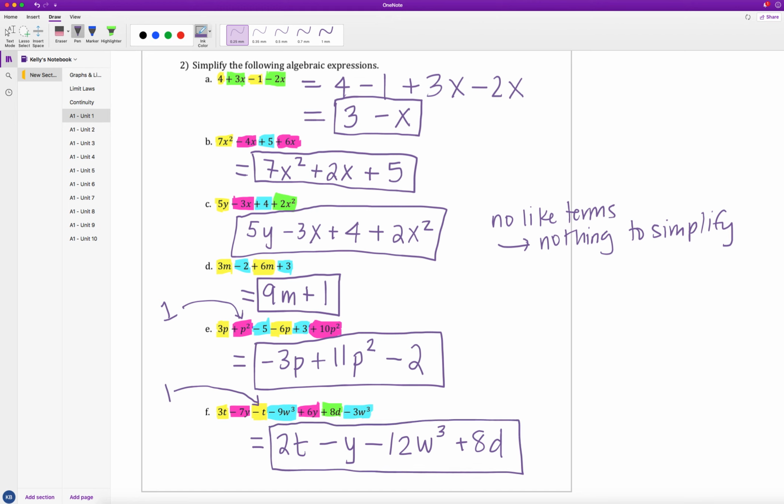And that is the end of Unit 1, where we talked all about simplifying different types of expressions. Order of operations and like terms were some key concepts from Unit 1.